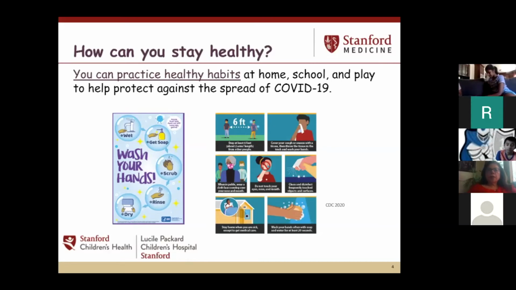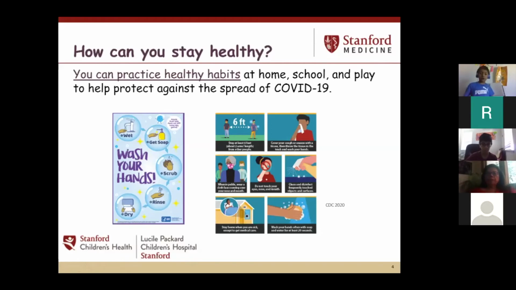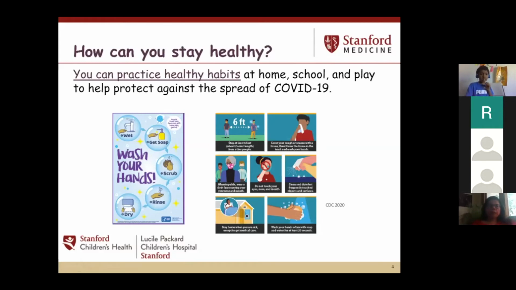Mm-hmm. Make sure that you wash your hands every time you touch something. Right, so here you have washing your hands: you use soap, scrubbing, rinsing, and drying. Here's social distancing, you try to stay 6 feet away. What do you think all these things help you do to keep you from getting infected? What does it prevent? The spread. Spreading droplets. Right, it prevents spreading droplets. So that is the most important thing people can do to keep from getting infected with COVID.